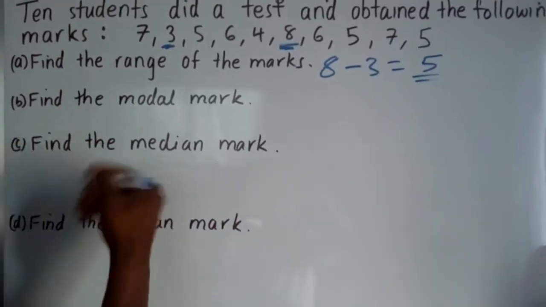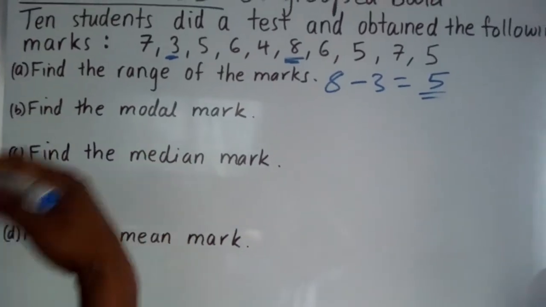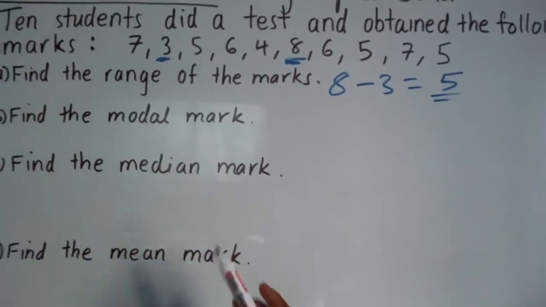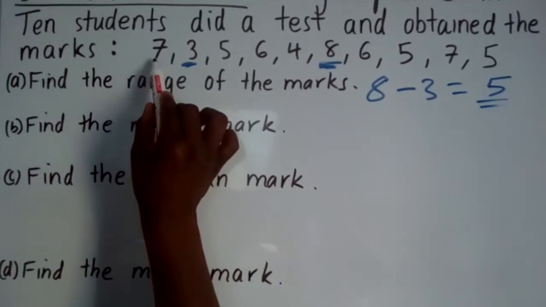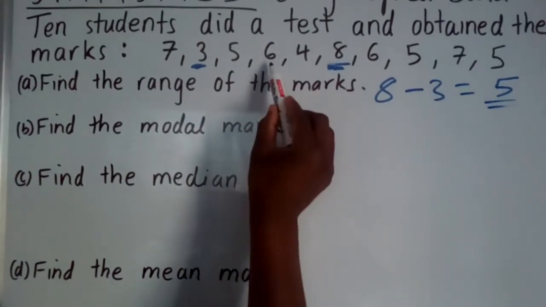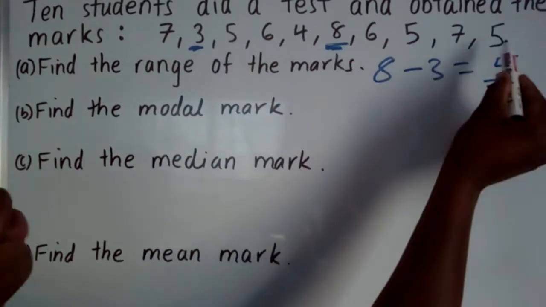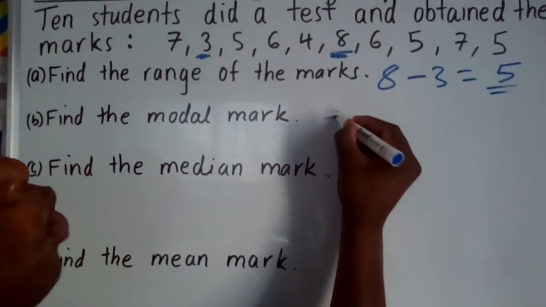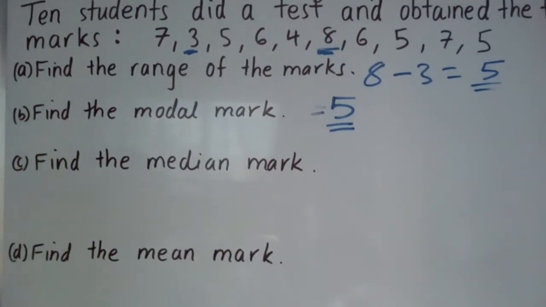B, find the modal mark. Now the modal mark, this is the mark which is repeating the most times. Now when you look at our information, you'll realize 7 is repeating 2 times, 6 2 times, but 5 is repeating 3 times. Then here we shall conclude that the mark 5 is repeating the most times.